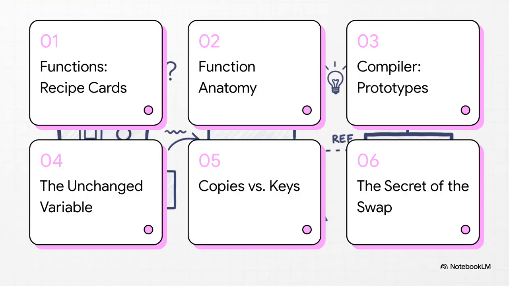So here's our game plan. First, we're going to talk about what functions really are using a simple analogy. Then, we'll get technical and dissect one. After that, we'll see how to properly introduce our functions to the compiler. And then we get to the main event, a classic C puzzle that has stumped beginners for decades, the mystery of the variable that just refuses to change.